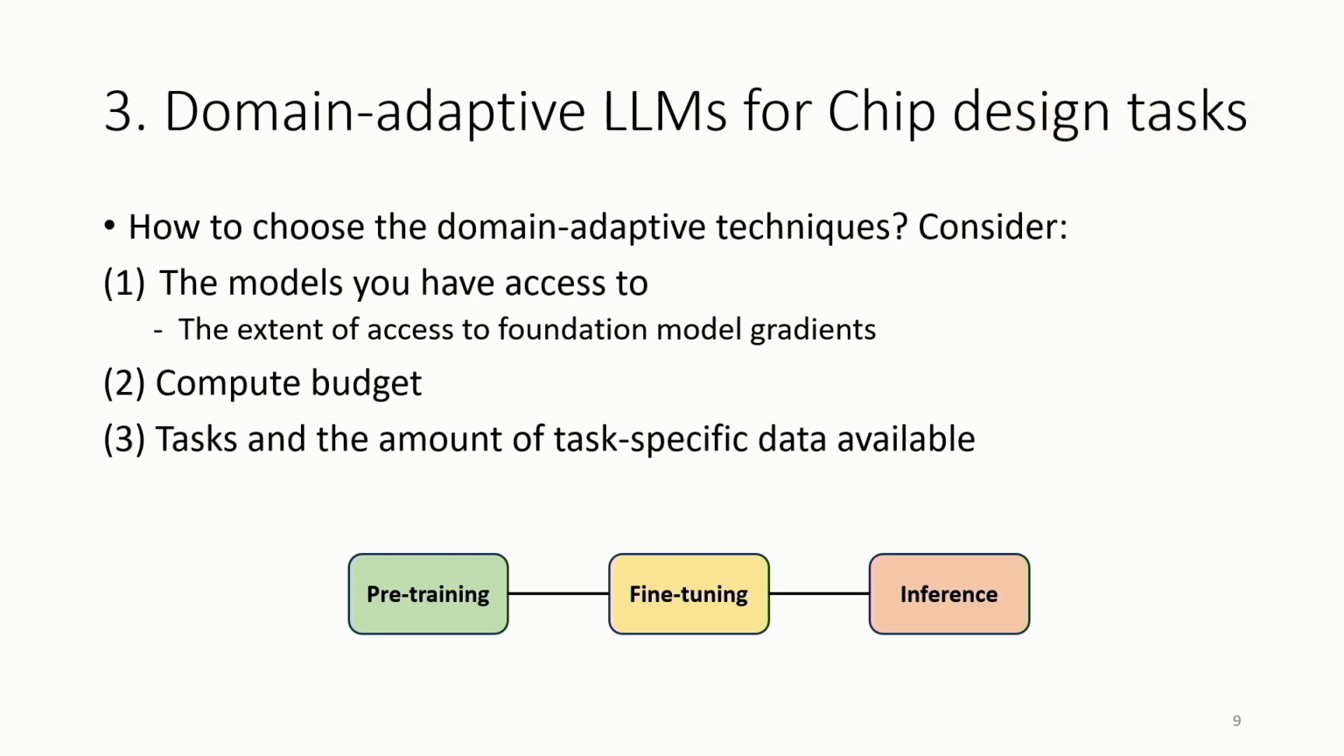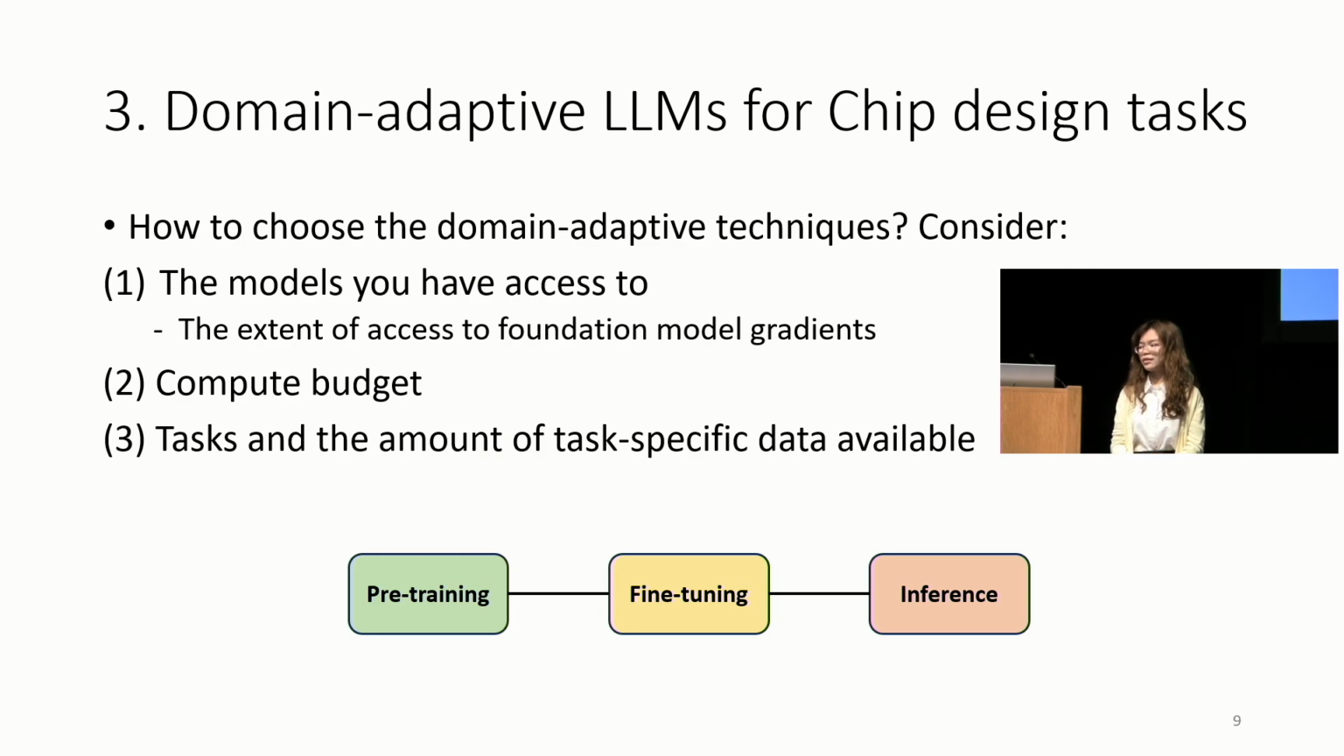So given all these different stages and different techniques that you can perform to do domain adaptation, how can we choose the domain adaptive techniques? Basically, we want to consider, first of all, the model that you have access to, and to what extent you can access the foundation model parameters and the gradients, so it decides whether you can tune the model or not.